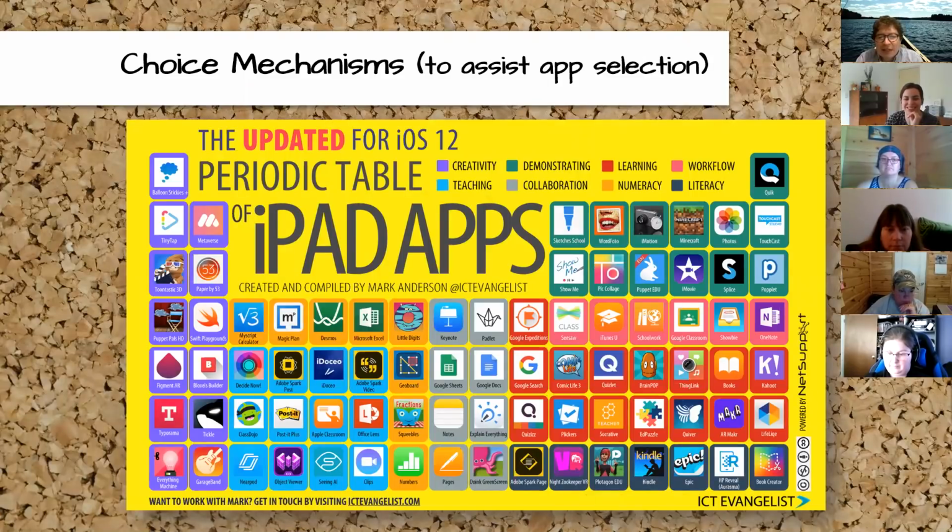So this is the periodic table of iPad apps. Mark Anderson has his information on there. He does these all the time, every time there's a big iOS update, and he's done these for different platforms, like VR and AR. Just like a traditional periodic table, he has them divided into different sections. Again, this can be a nice tool if you're looking for a tool, or if you're trying to fill a specific function with a tool. That can help you organize or direct your thinking.